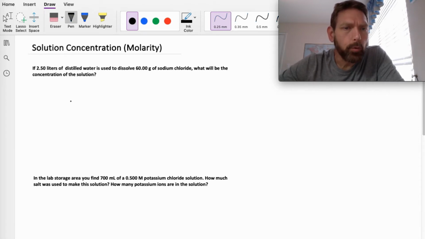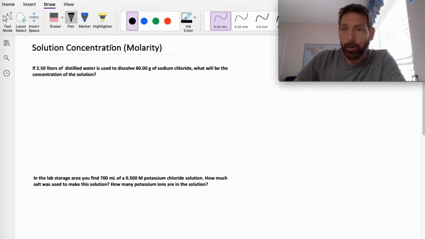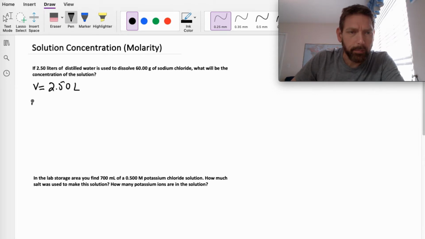So all right, we got 2.5 liters of solution and 60 grams of sodium chloride. What will be the concentration of the solution? Pretty elementary type problem. First, let's list everything that we know we have. So the volume is the 2.50 liters. Great. We've got 60 grams of sodium chloride. That's mass.